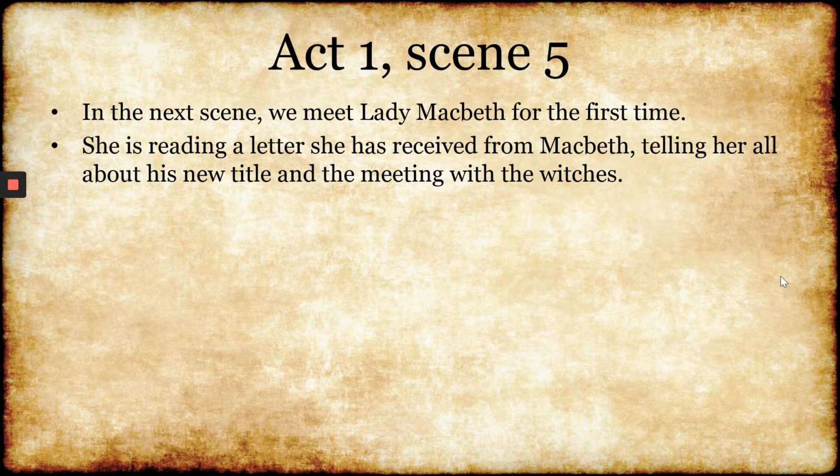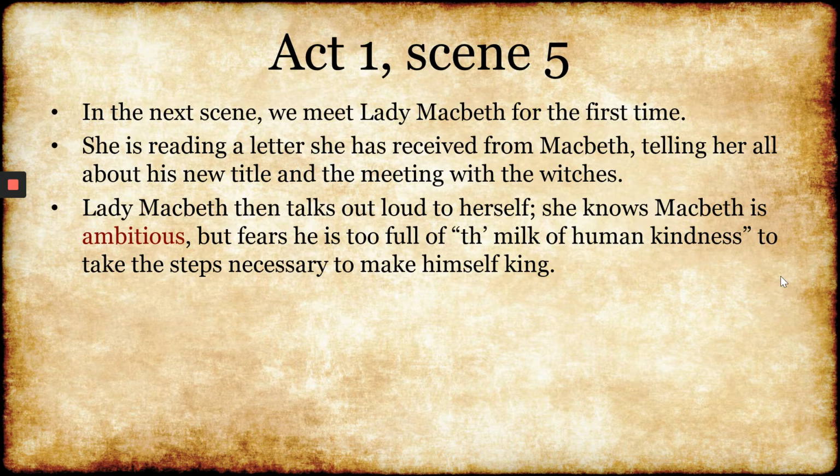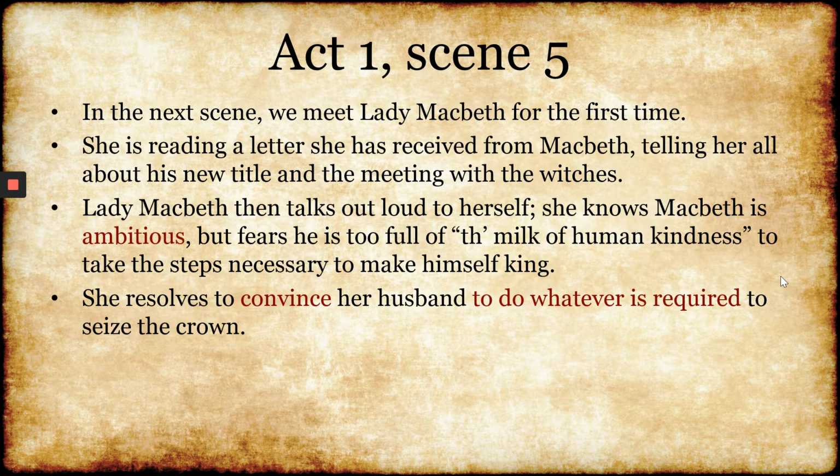Lady Macbeth then talks out loud to herself on stage. We call this a soliloquy. She knows Macbeth is ambitious, but she's also afraid that he is too full of the milk of human kindness to actually take the steps necessary to make himself king. She resolves to convince her husband to do whatever is required to seize the crown for himself.